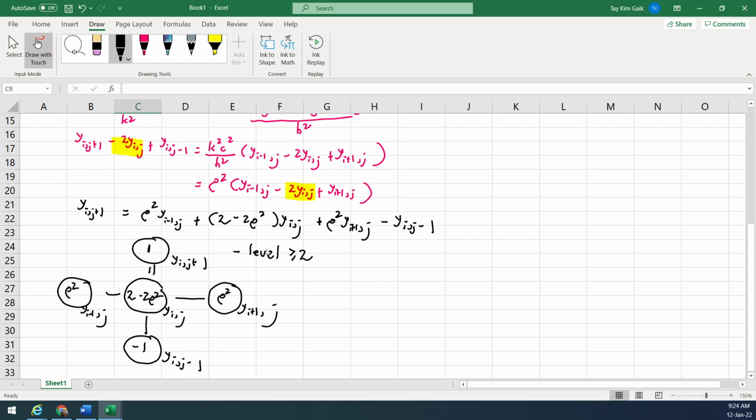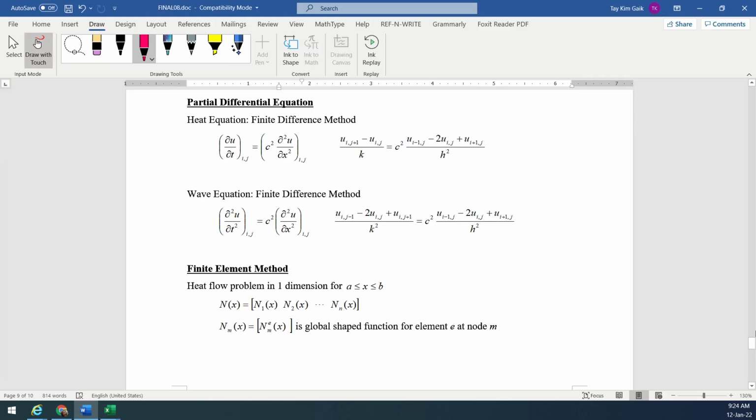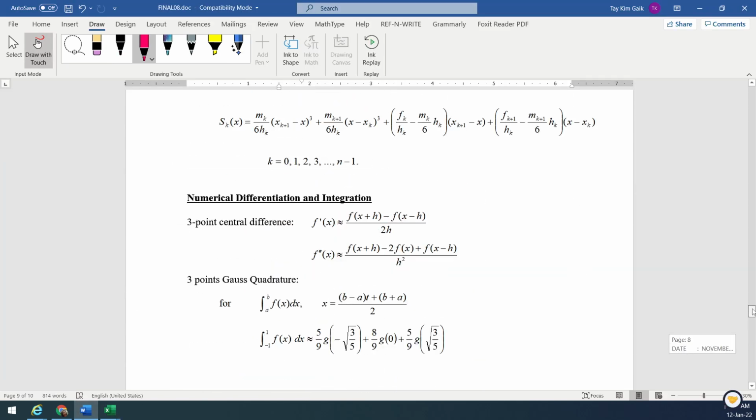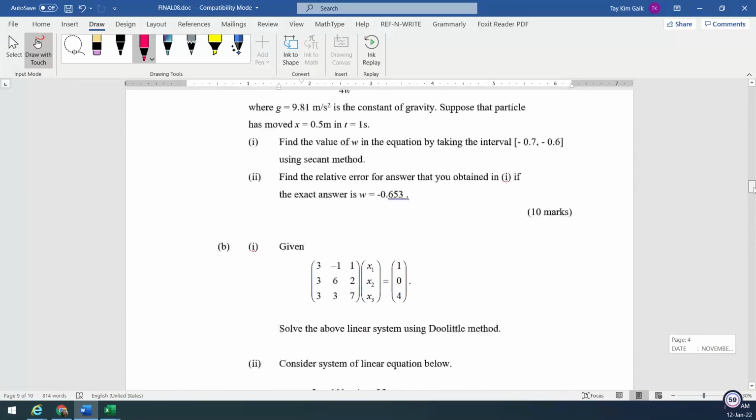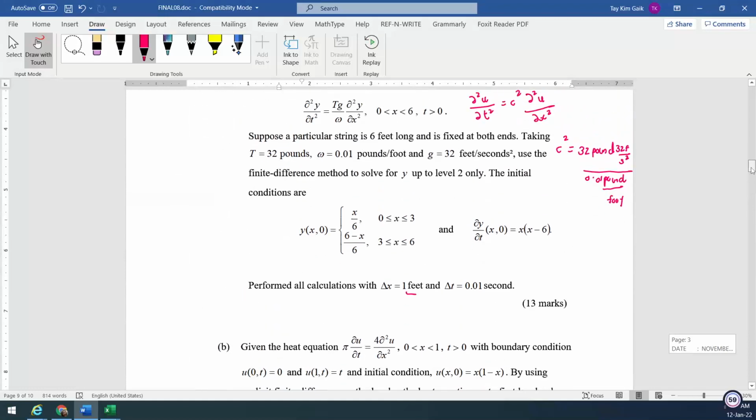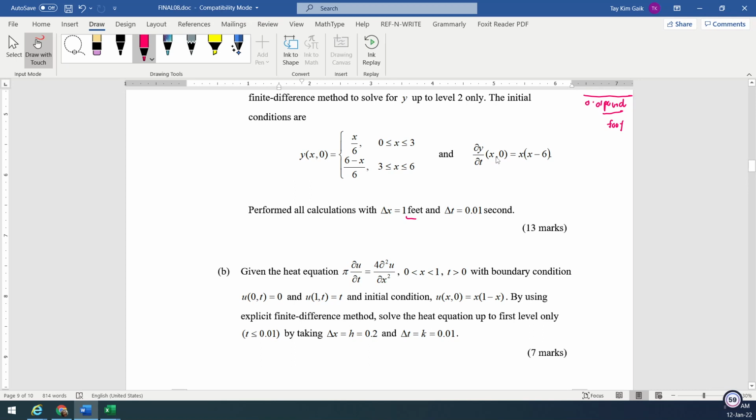This one is for level 2 onward. Because yij minus 1 represents the initial condition, which is level 0, you need to find level 1 in order to find level 2 onward. For level 1, we eliminate yij minus 1 using the second initial condition, which is here: del y del t, when t equals 0, is equal to x minus 6.